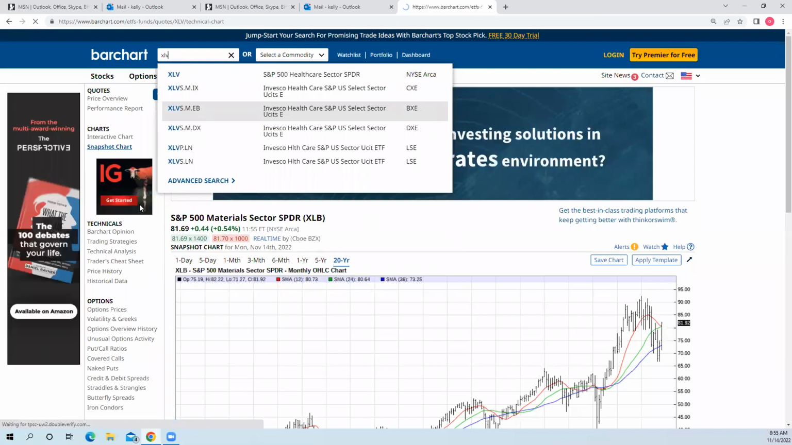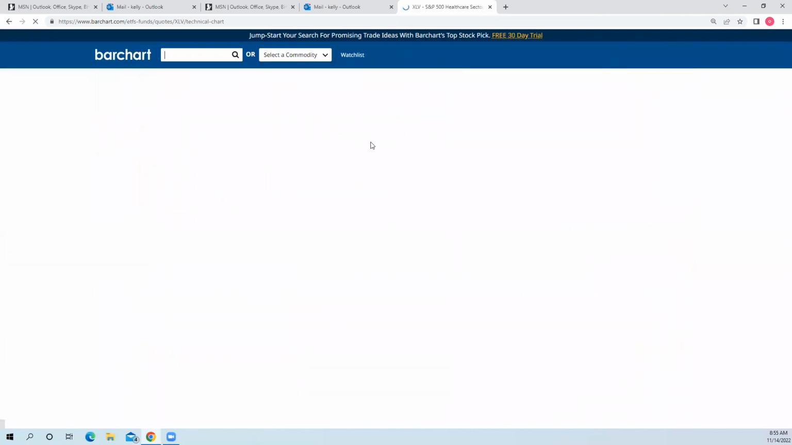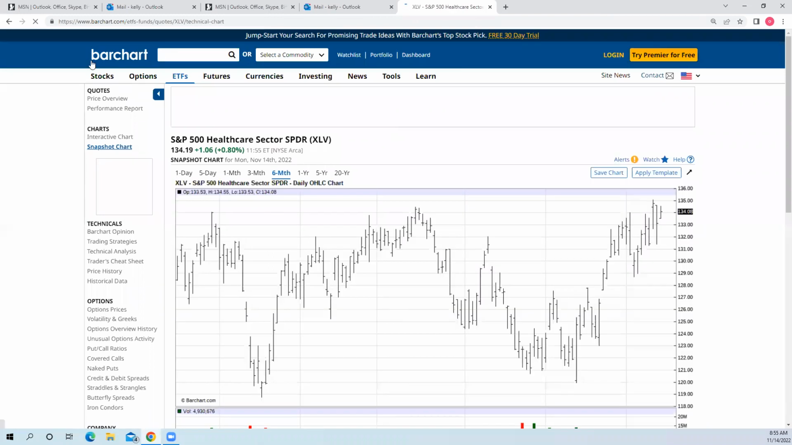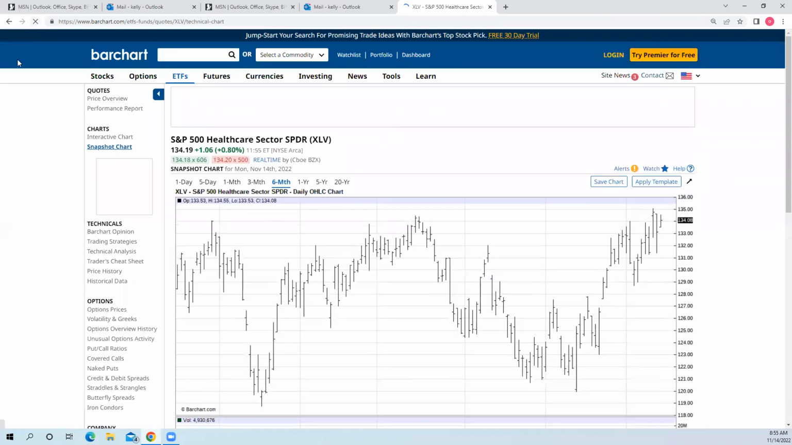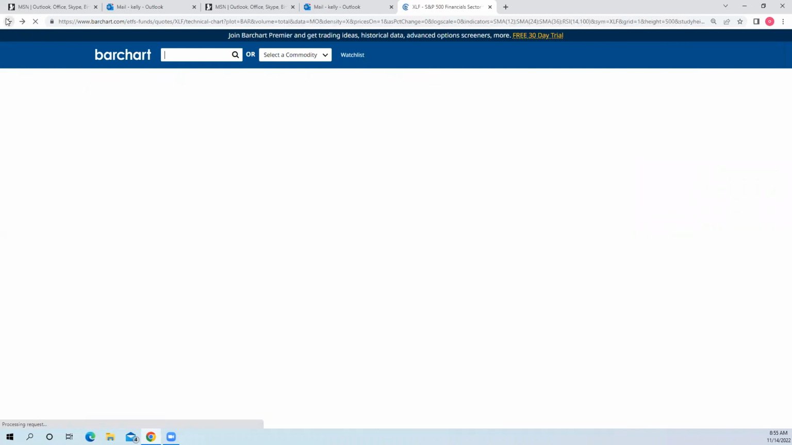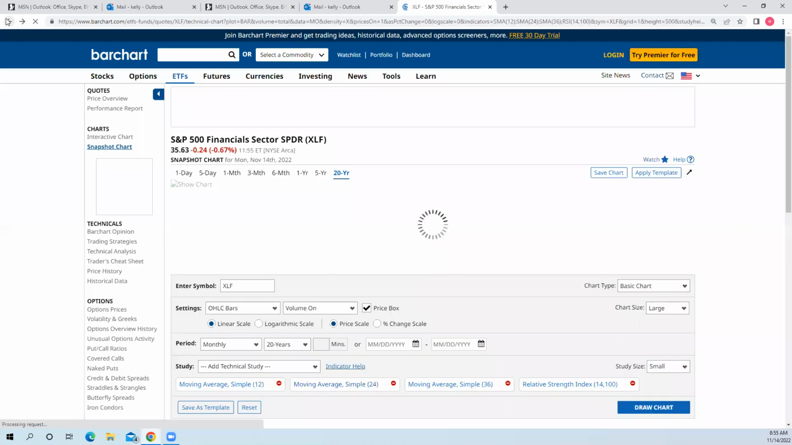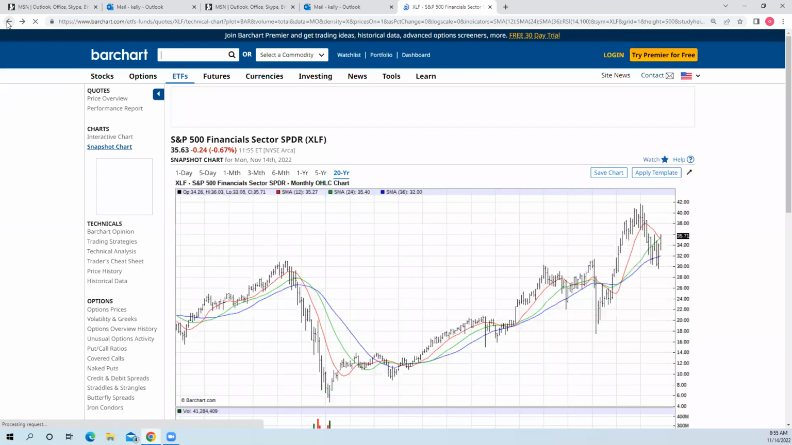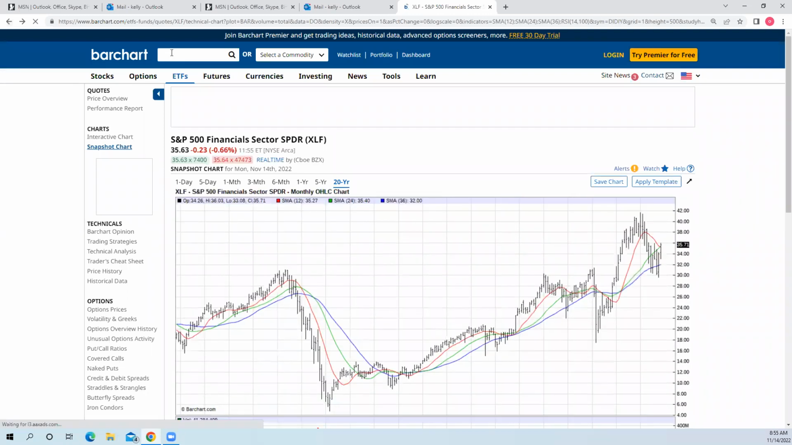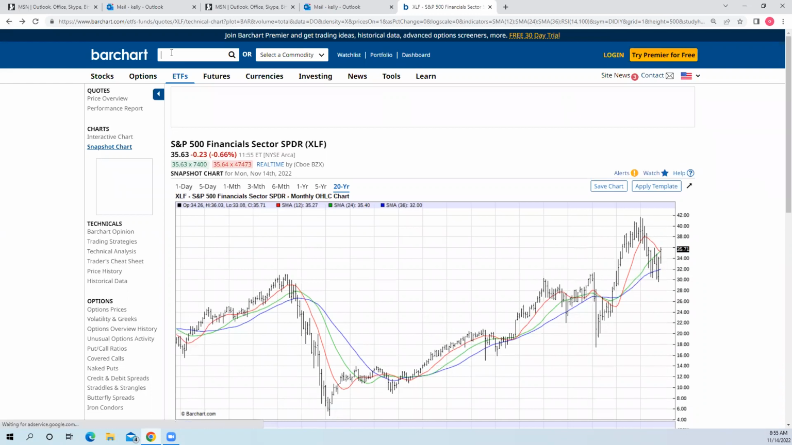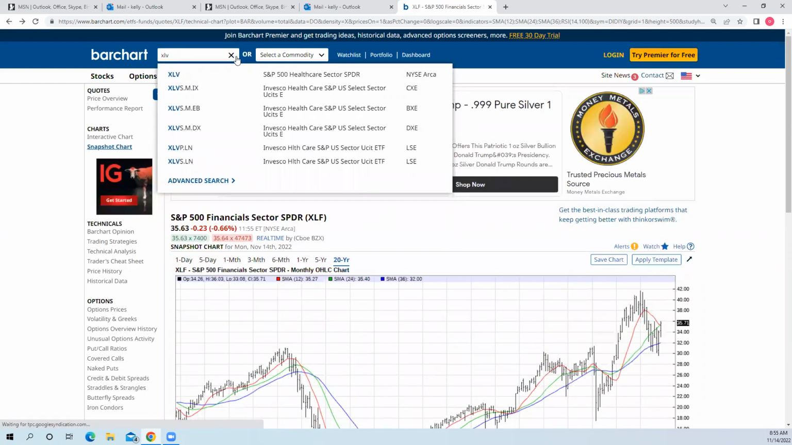All right. XLV is healthcare. Okay. Healthcare now up a little bit today because you're looking at a situation where the dollar has switched back and interest rates are going back up. So they're going back into the defensives, which had a sell-off. And I'll show you that sell-off right now.